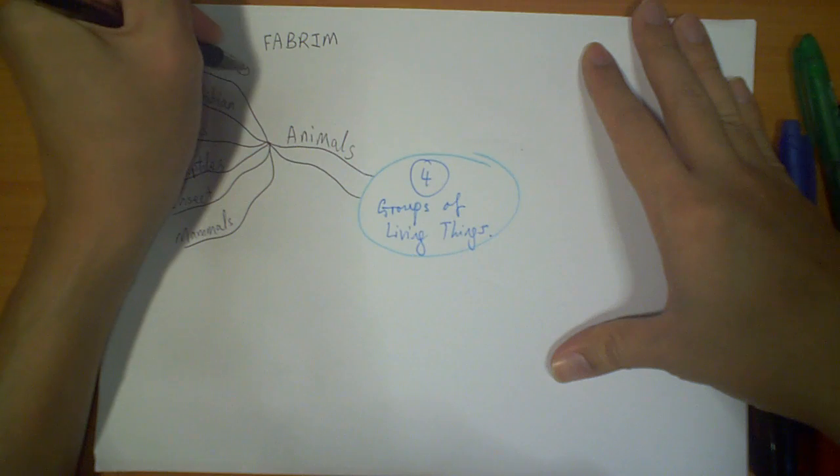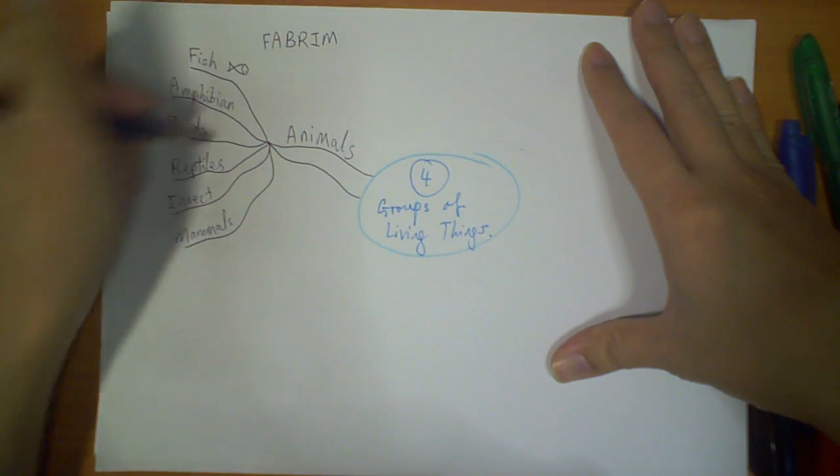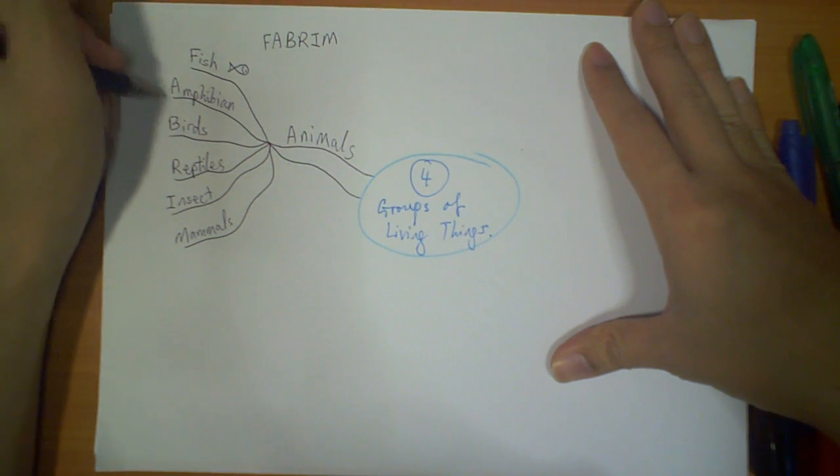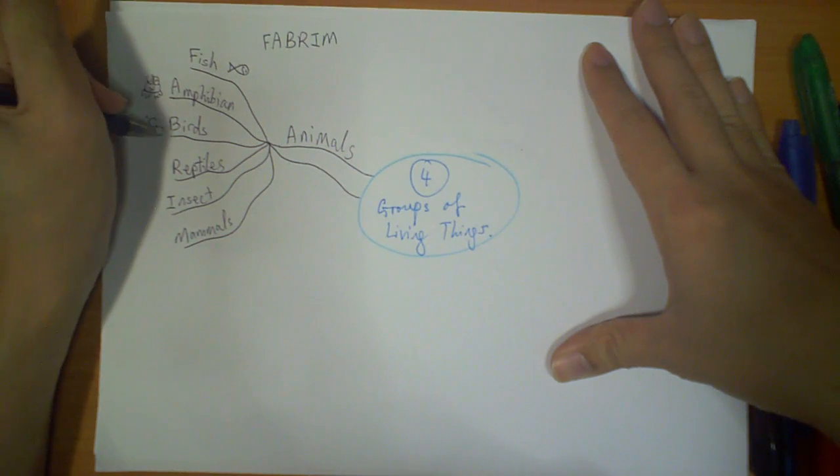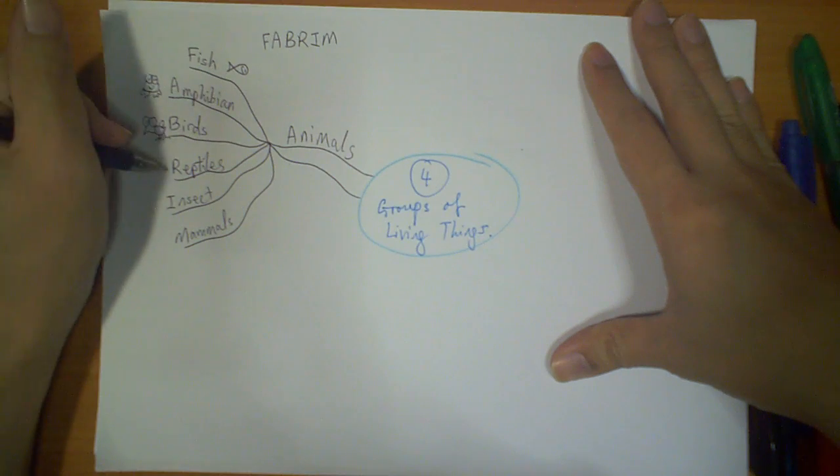Now, fish, I can draw some diagrams on fish. Amphibians. Okay, how to draw a frog? Maybe I draw a frog. We can tell it's a frog. When it's a bird, you can draw a bird with a beak, some wings, feet.